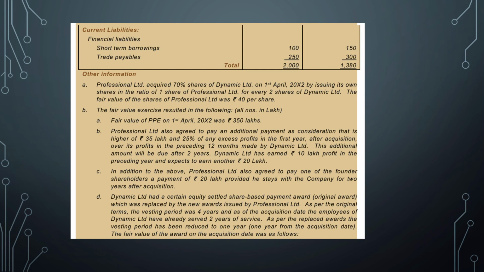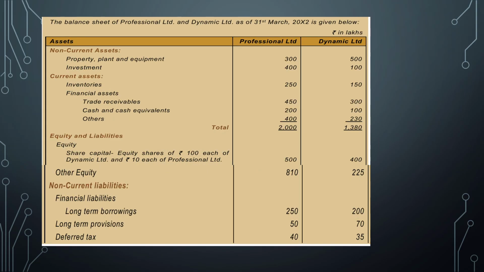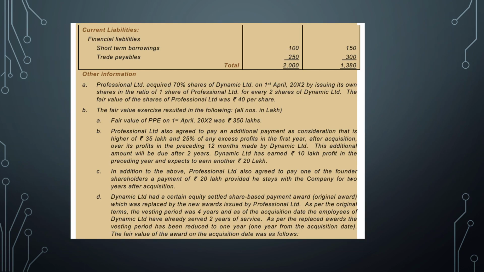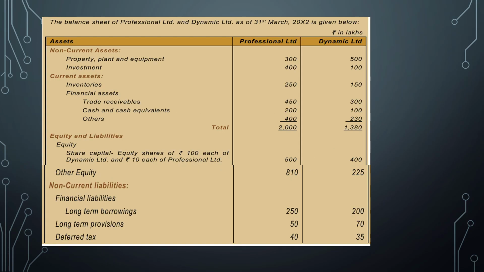Whenever you do consolidation or business combination, I would recommend you straight away go to the other information. For example, where the fair value of PPE is 350 lakhs, immediately you go to PPE and mark it wherever required. Mark it in the question paper next to that, so that you don't lose on these things.